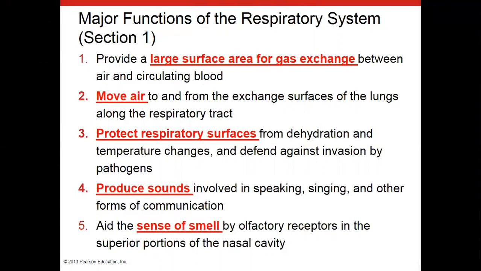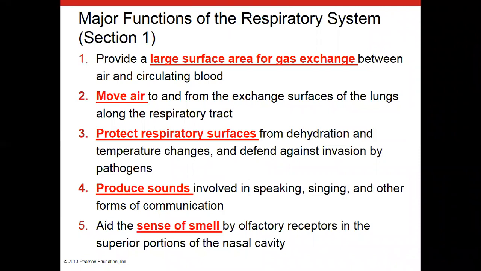One of the major functions of the respiratory system is to exchange gases like oxygen and carbon dioxide between the air that you breathe in and the blood circulating. The job of the blood is to then carry those gases, oxygen and carbon dioxide, to where they need to go. Oxygen to the tissue, carbon dioxide from the tissue so you can expire it at the lungs.